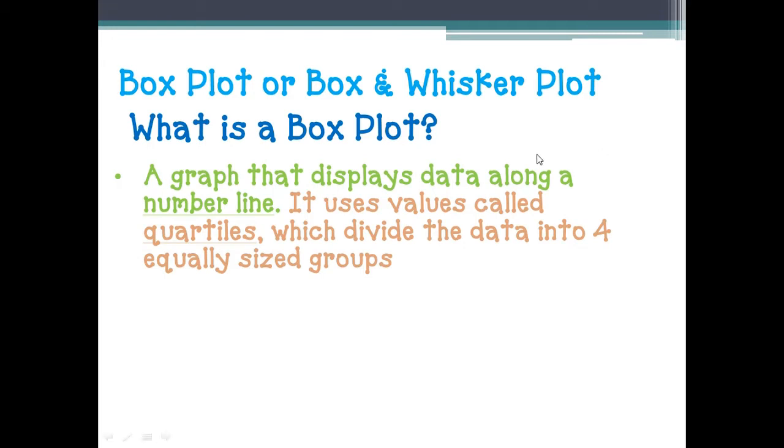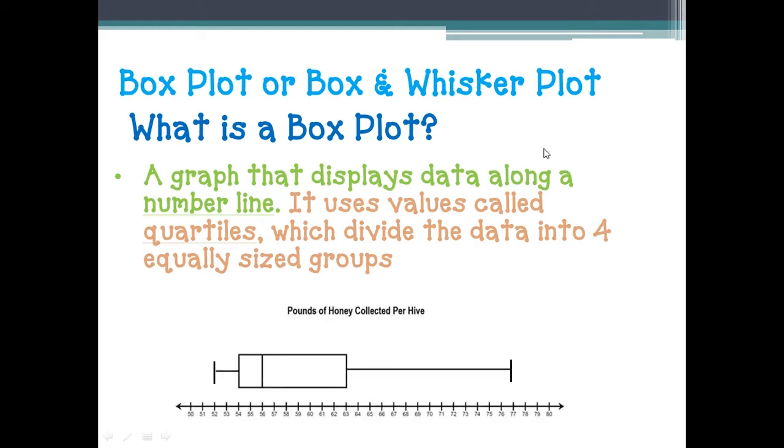All right, here's the reveal. What does a box plot or box and whisker plot look like? Voila, there it is. Kind of a strange looking graph, isn't it? But as you can see, the box is quite obvious where it gets its name from, and the whiskers are the left and right sides that stretch out from that box.